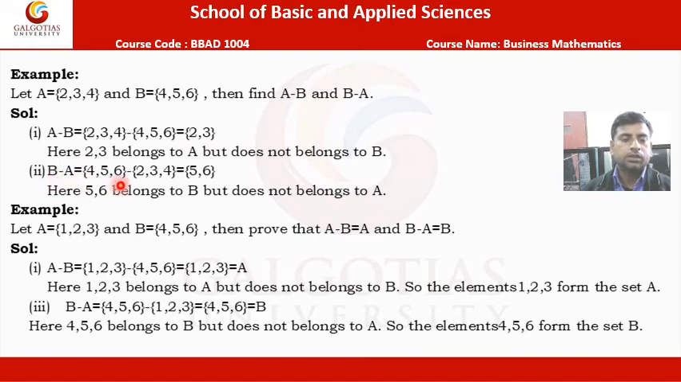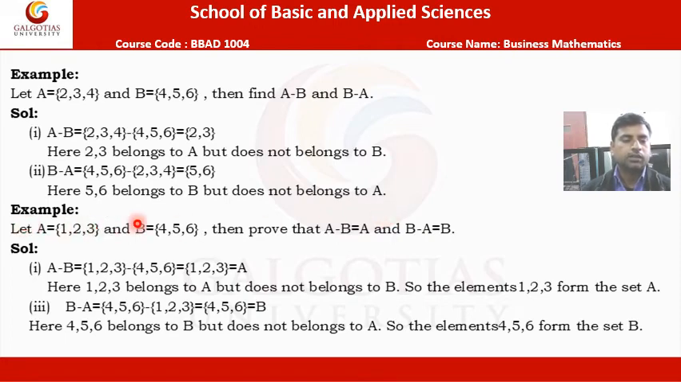Similarly, B minus A, that is B difference A, will be the set that contains the elements of B which belong to B but do not belong to A. So here 5 and 6 belong to B but do not belong to A. So the set which contains 5 and 6 will be the set B difference A.